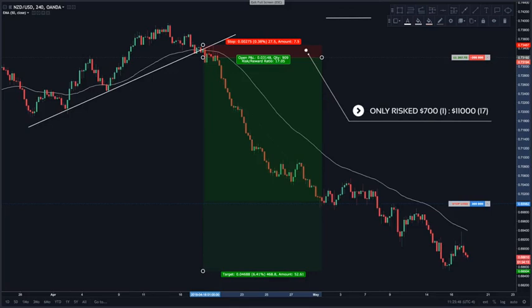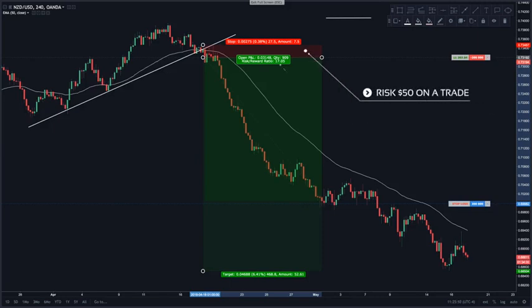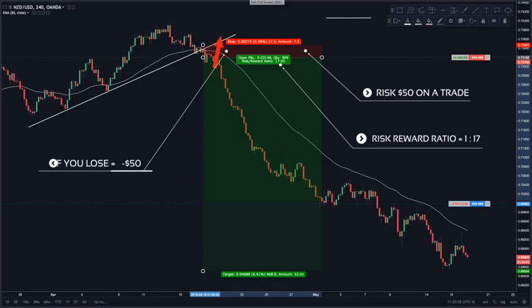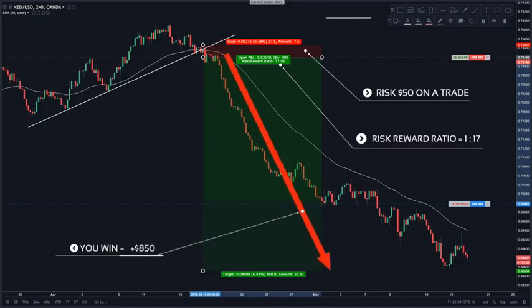Let me explain this in smaller terms. Let's say you risk $50 on this trade, and your risk reward model is 1 for 17. What this means is if the trade went against you, you would lose $50. But if the trade goes in your favor, you would gain $850, which is 17 times the 50 you risked. You risk a little to make a lot.